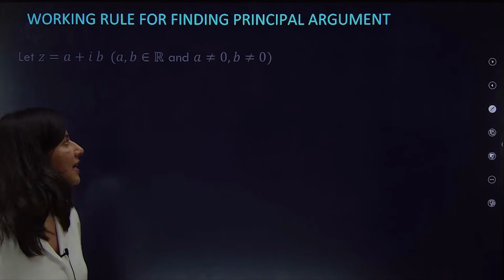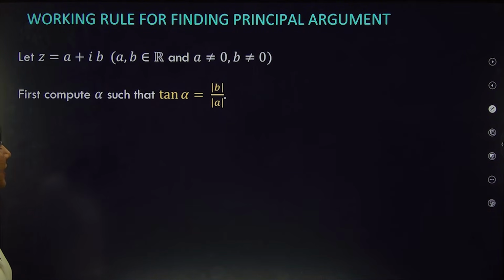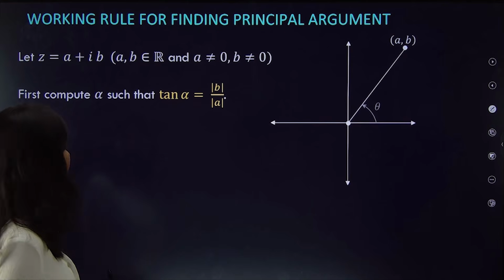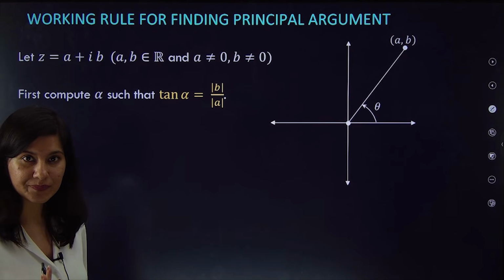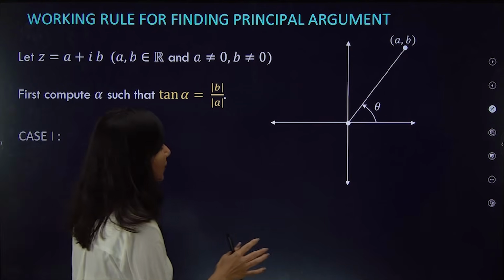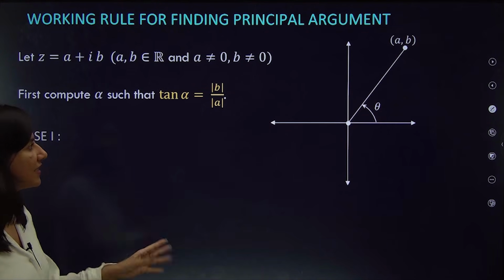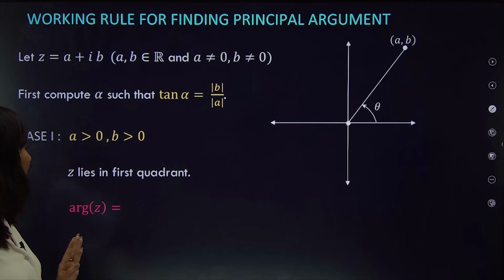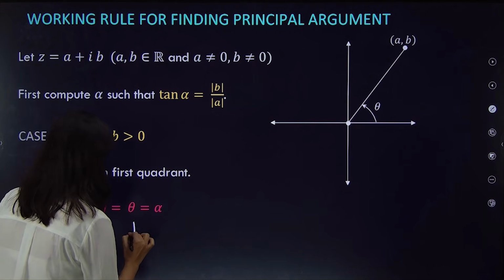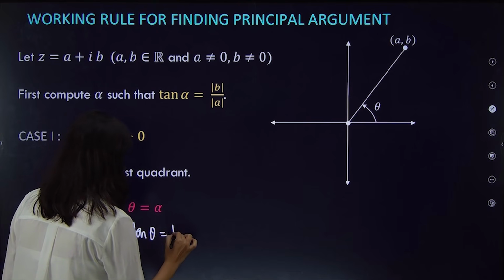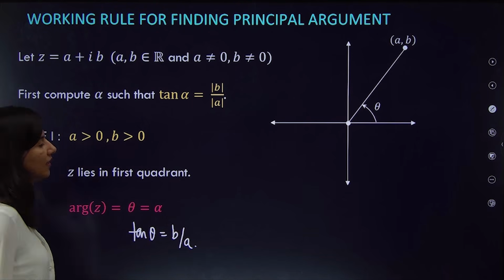Let us understand. Suppose case number 1 says that both A and B are positive. Then it is very simple: tan theta is equal to B by A. We don't have to worry about this. Tan theta will be equal to B by A, so tan inverse B by A will be your argument.